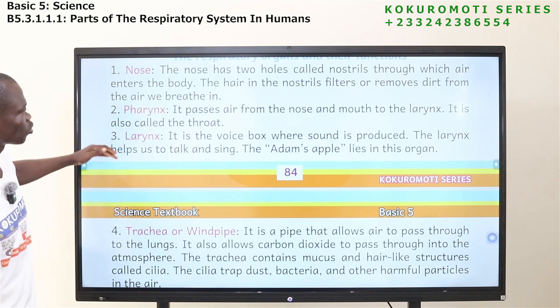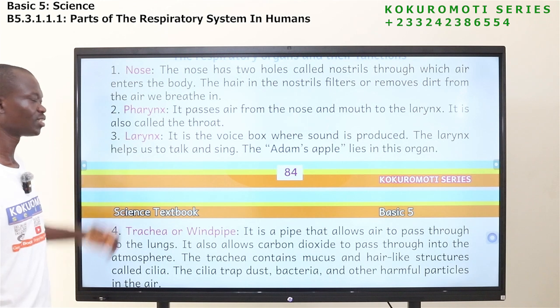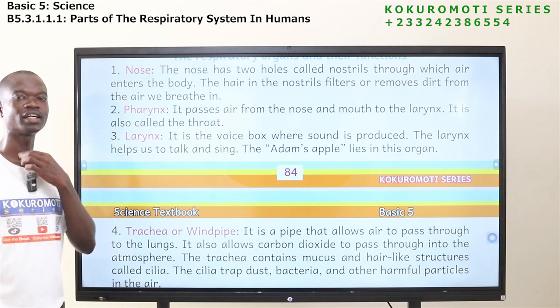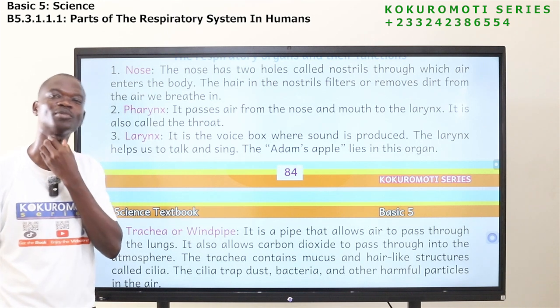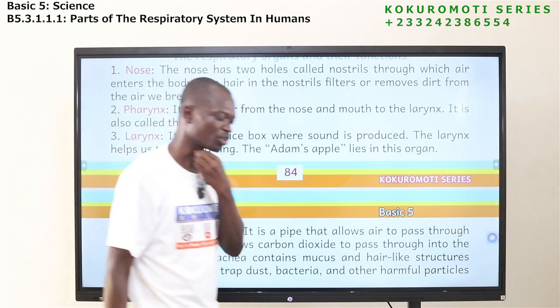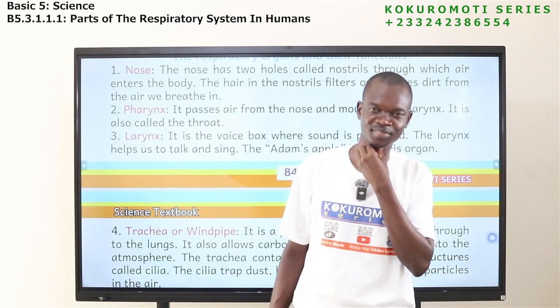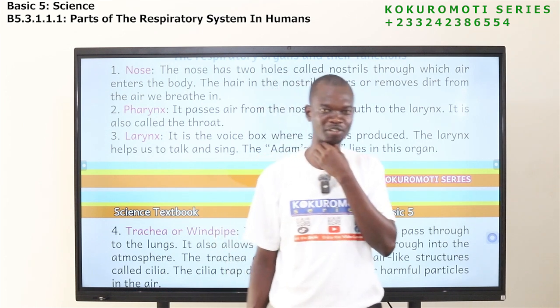Okay. The next one is the larynx. So after the pharynx, it goes to the larynx, this side. Have you seen this? What's the name of this? We call it Adam's apple. This is the part that produces sound.